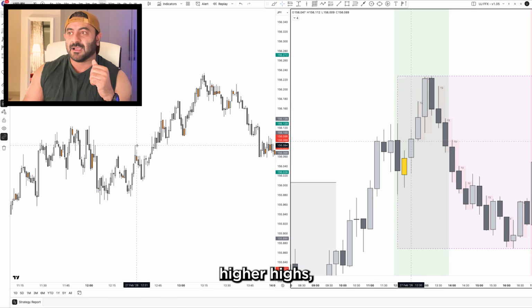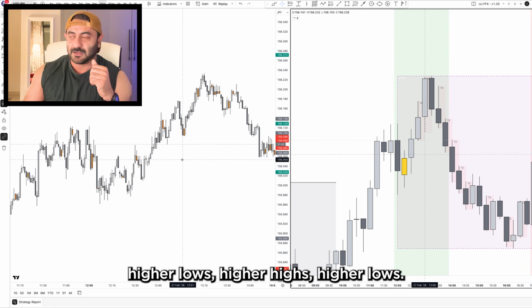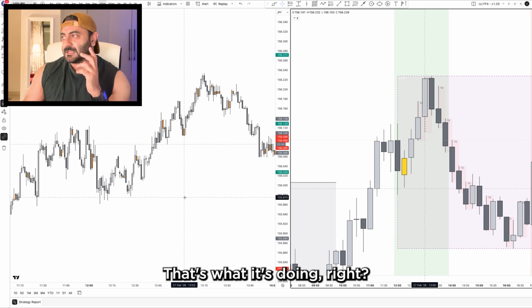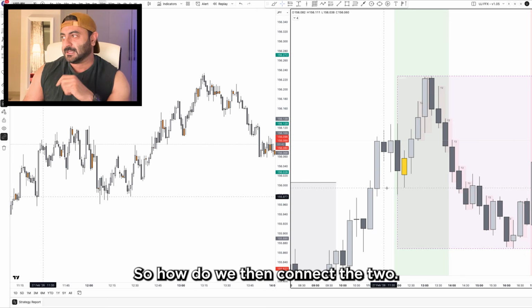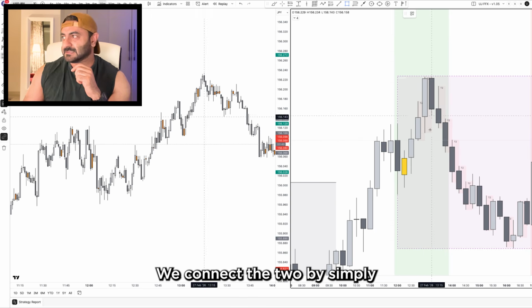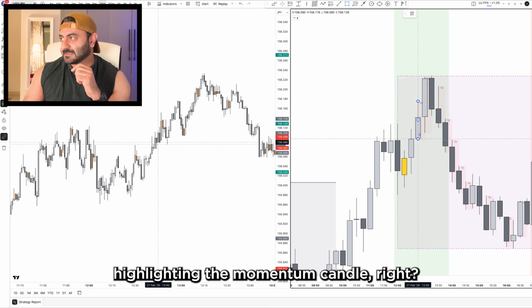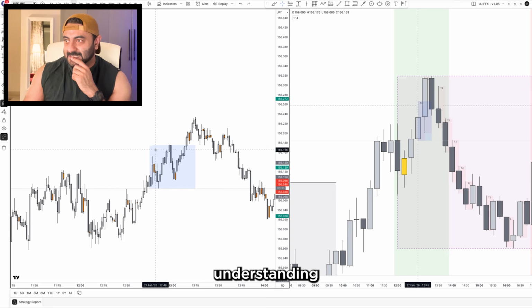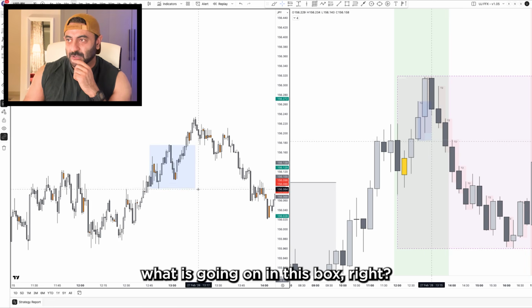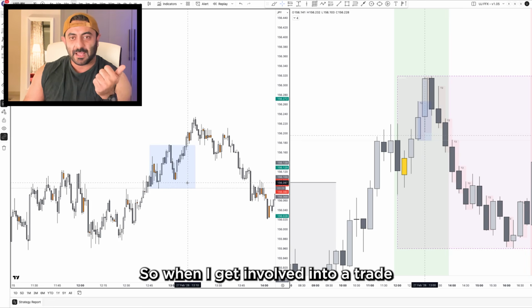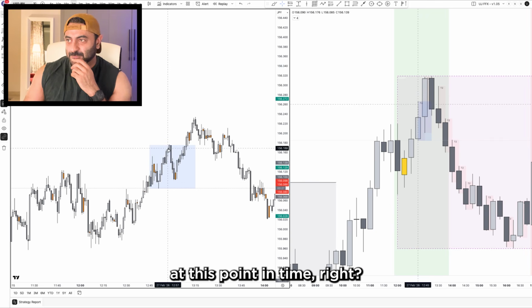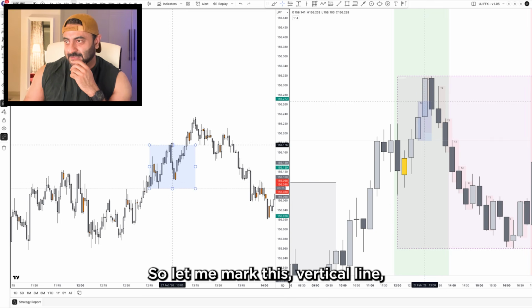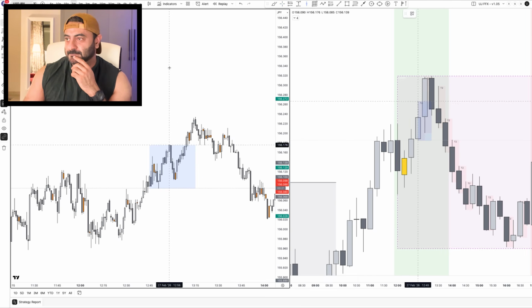It's creating higher highs, higher lows, higher highs, higher lows. That's what it's doing, right? So how do we then connect the two? We connect the two by simply highlighting the momentum candle, right? And then understanding what is going on in this box, right? So when I get involved into a trade, at this point in time, right? So let me mark this vertical line.